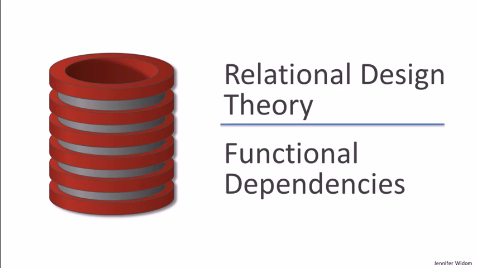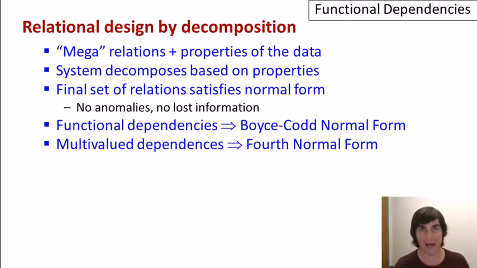This video covers functional dependencies. First, a quick recap of relational design by decomposition. The idea is that the application designer writes mega relations that contain all the information that we want to have and properties of the data that we're storing, and then the system will automatically decompose those based on the properties that are specified. The final set of decomposed relations will satisfy what's called a normal form.